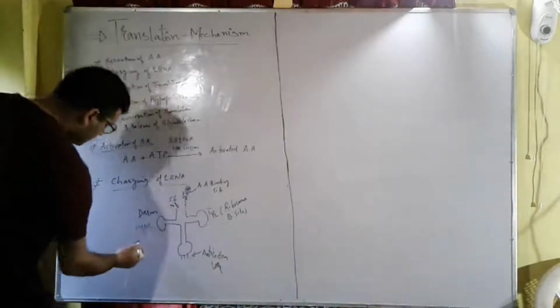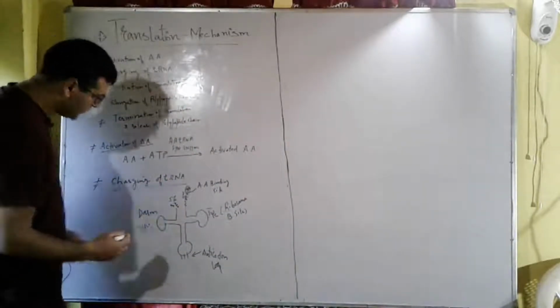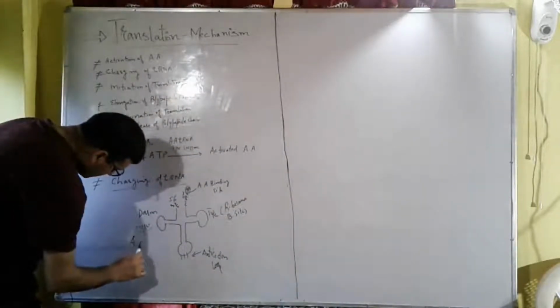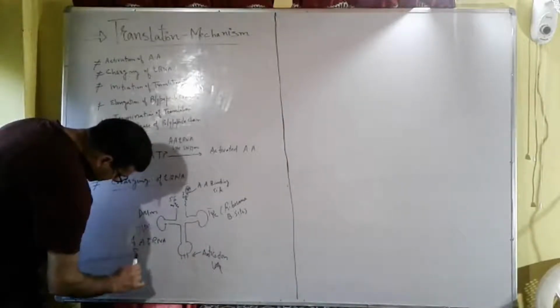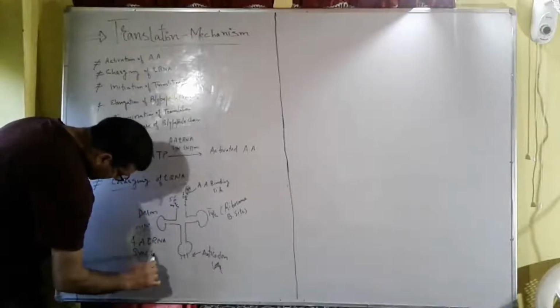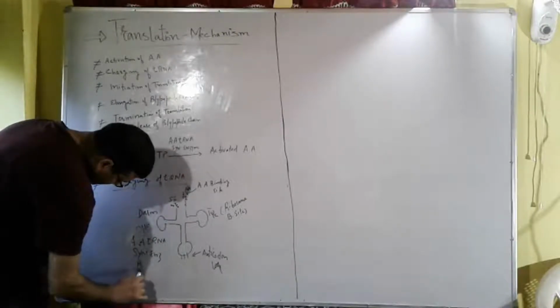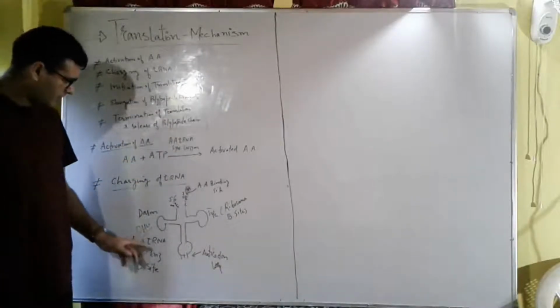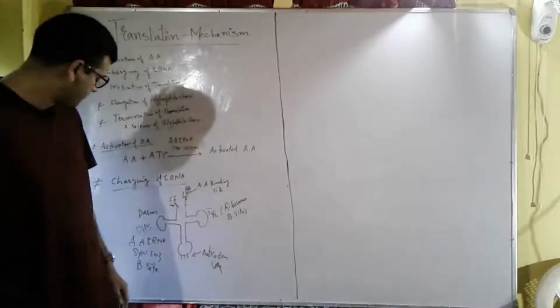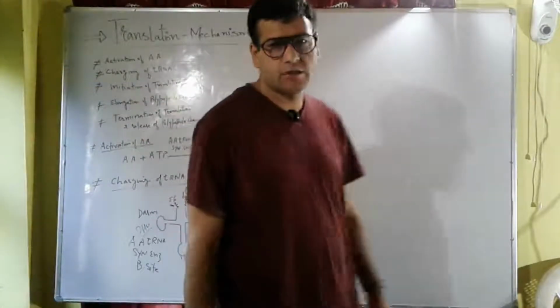This is the amino acyl tRNA synthetase enzyme binding site, the DHU arm. This is the typical structure of the tRNA molecule.